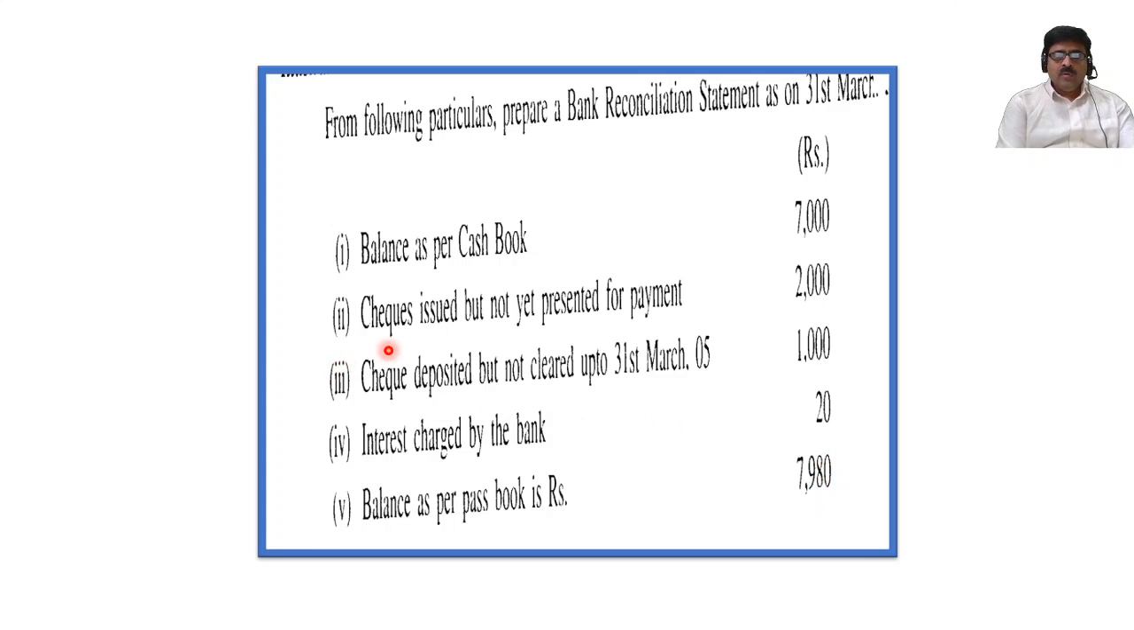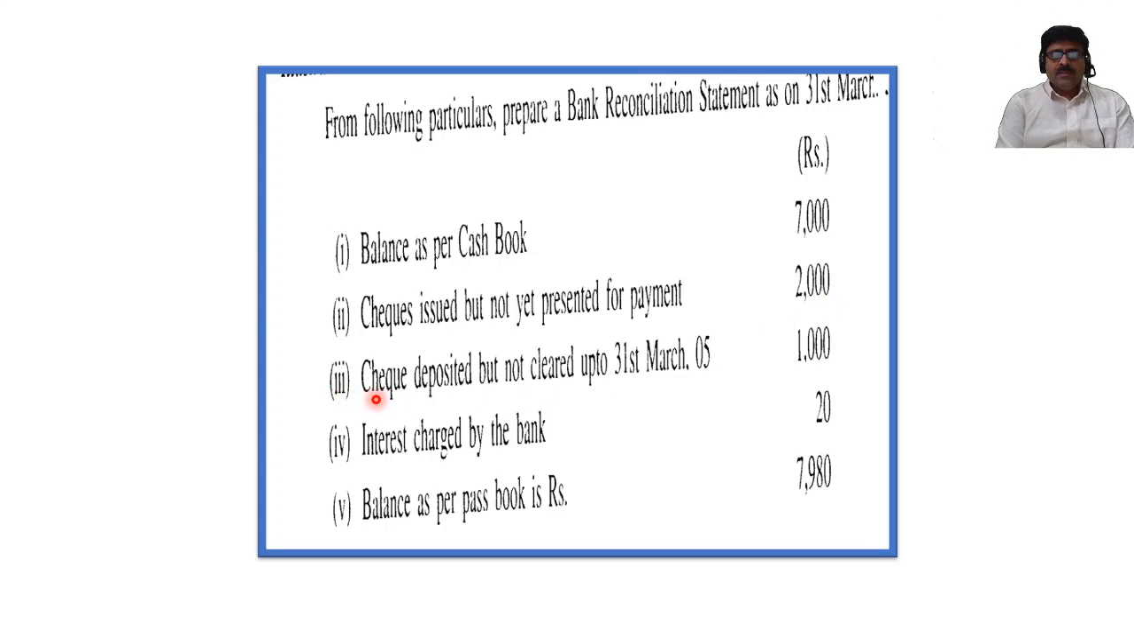Now, checks issued but not yet presented for payment, 2,000 rupees. When a check is issued, it is an expense written on the credit side of the cash book. So the balance will decrease in the cash book, and to equal this amount to that of the passbook, because we are preparing on the basis of cash book, we have to add this 2,000 rupees.